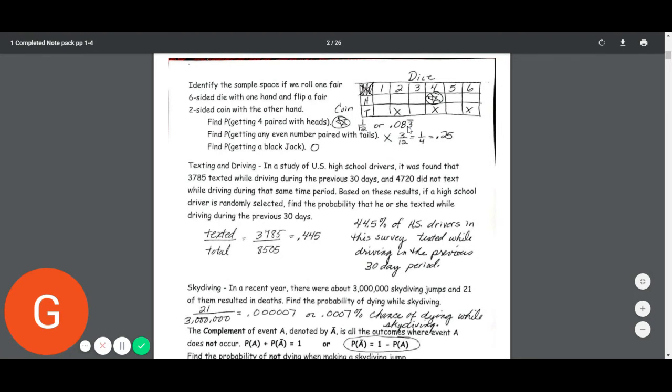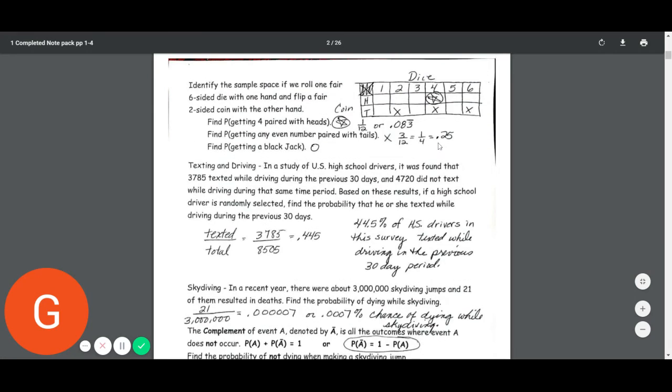Again, fraction form or decimal form. Finding the probability of getting an even paired with tails. 2, 4, and 6 are our even outcomes. Paired with the tails would be 3 different outcomes, so 3 out of 12, which would reduce to 1/4 if you're going to put it in fraction form and simplified form. And then you could write that as a decimal of 0.25. The probability of getting a blackjack doesn't even pertain to this scenario, so that would be 0.